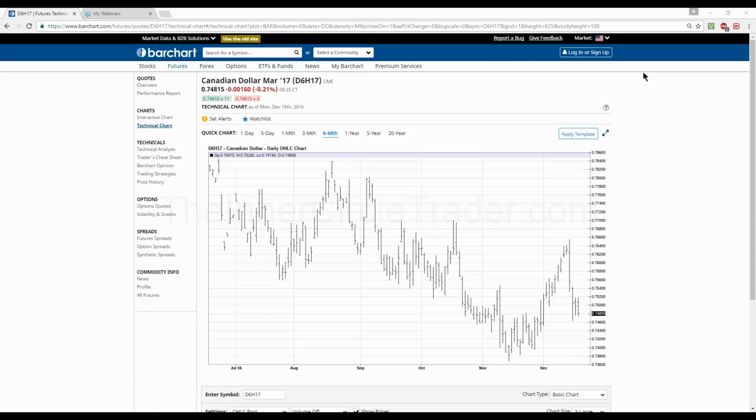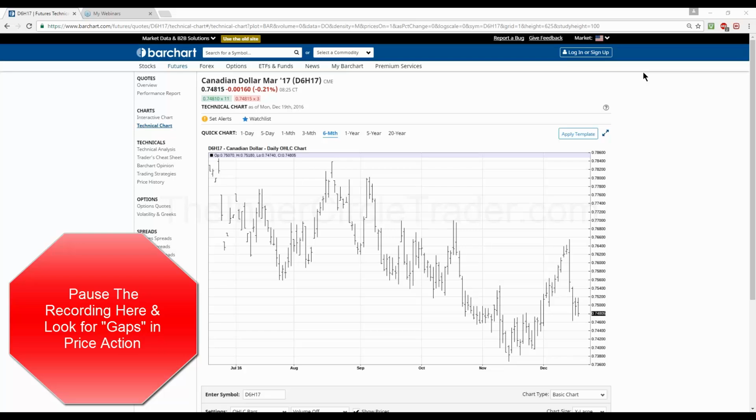Now I want you to take a look at this chart, what's shown so far, and take a look at where there may be a gap or two or a few. If you're watching the recording, pause the video here and study the price action and see if you see anything that I'm going to pull out.